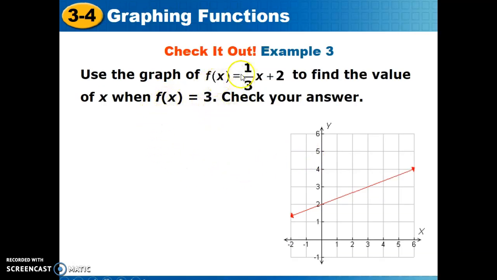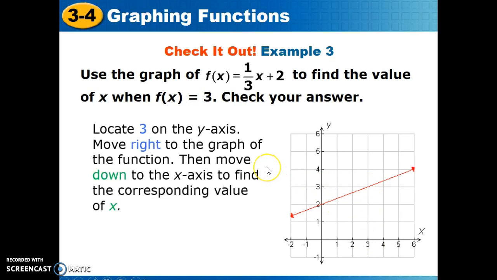It says use this graph, y equals 1/3 x plus 2, to find the value of x when y equals 3. This is just backwards of what we just did. It says, here's your y value. What is the matching x value? Go ahead and figure that out and come right back. So we're going to work in a backwards fashion this time. It says when y is 3. So now we're on the y-axis. We're going to locate the value 3, and we're going to move over to the function and down to the corresponding x value. So when y is 3, x is 3.